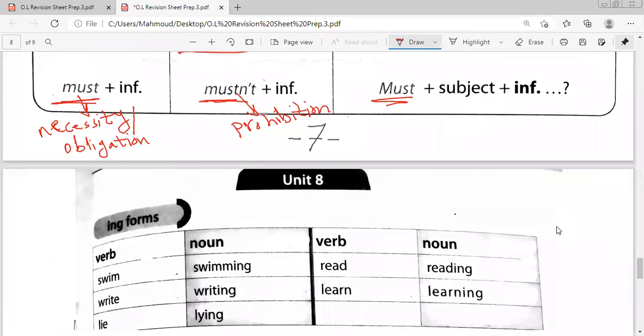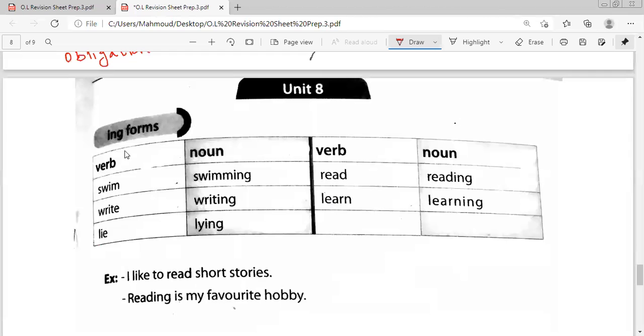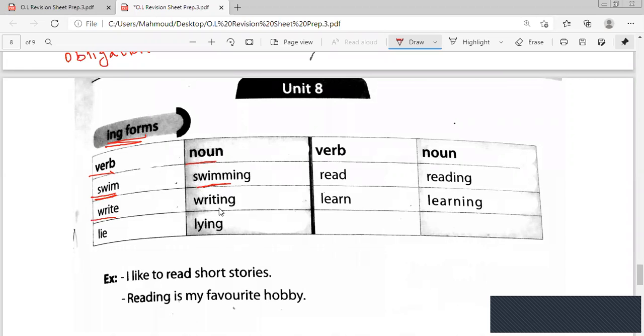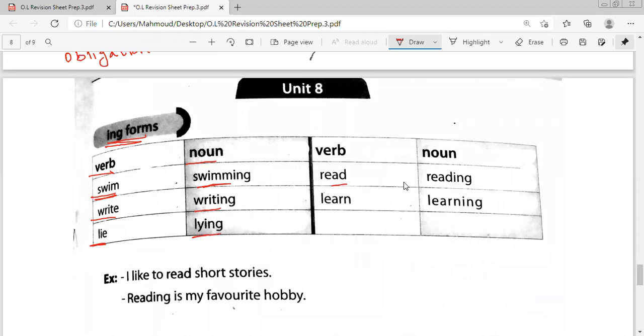What about Unit 8? In Unit 8, we studied how to form the ing forms. How to make the ing forms from the verb, of course, I mean here. You can add ing to the verb in order to change it from a verb into a noun. Like swim, swimming. Like write, writing, lie, lying, read, reading, learn, learning, and so on.